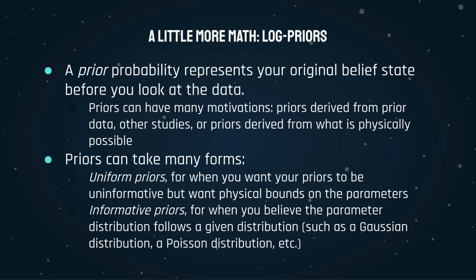Now, what about priors? How do we calculate these and how do we implement them? Without getting too much into the math, a prior probability represents what is originally believed before new evidence is introduced, before your data is introduced. Whereas a posterior probability takes this new information, the data, into account. This prior probability, this prior belief, can take different forms. It can take, for example, priors derived from earlier work on similar data, or priors derived from what is physically possible. So to take an example of the first one, priors derived from prior studies.